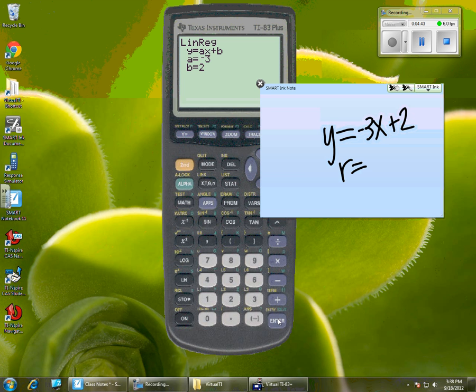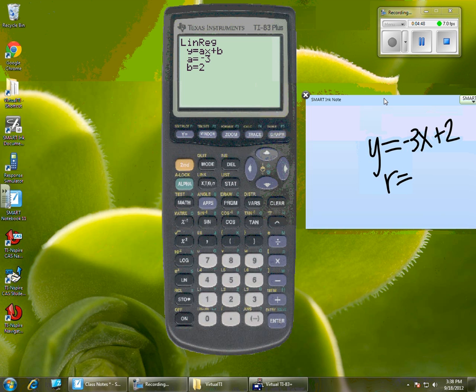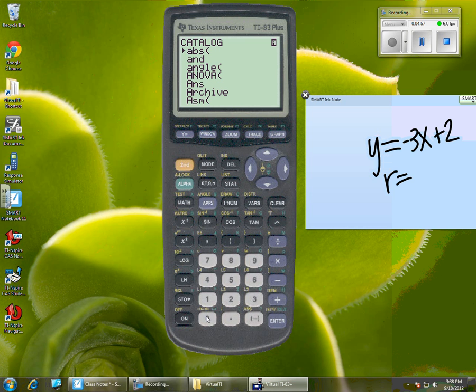Now our calculator is supposed to tell us that. However, mine is not, and maybe many of yours is not either. So this is a process we're just going to do once. You need to go to second, and then your catalog is down here above your 0 and hit 0, and then scroll down to diagnostic on. So scroll, scroll, scroll all the way down to diagnostic on.